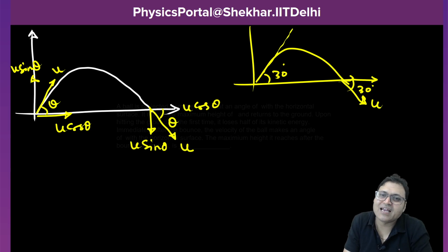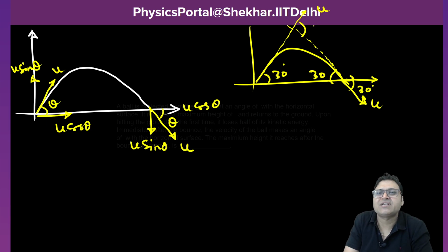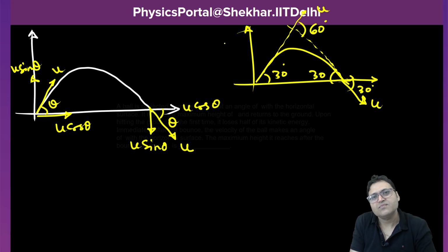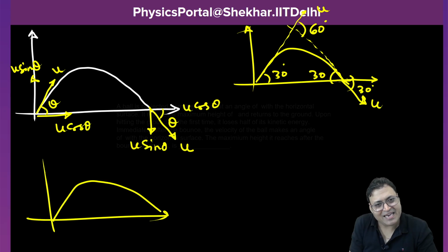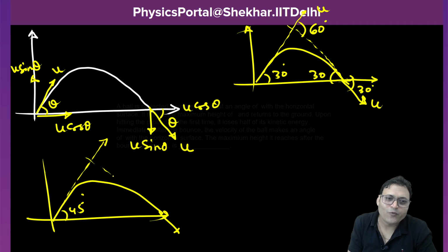So the angle between these two velocities, we can say from the concept of triangle, this is u, this is the final velocity. If this angle is 30, this angle is 30. So the exterior opposite angle will be 60 degree. The angle between the initial velocity u and the final velocity will be 60 degree. If the initial angle of projection is 45 degree, the angle between these two velocities will be 90 degree, because this will also be 45 degree.